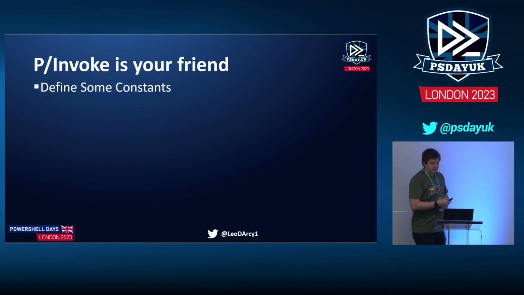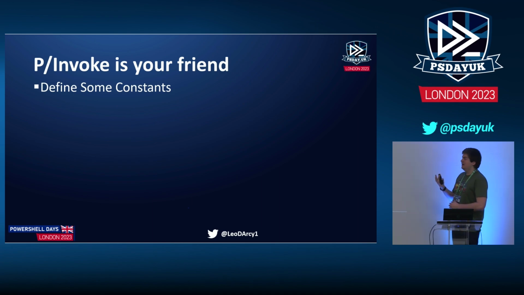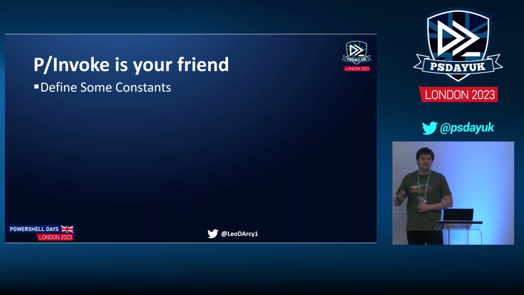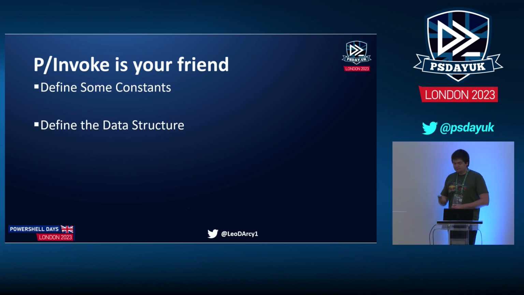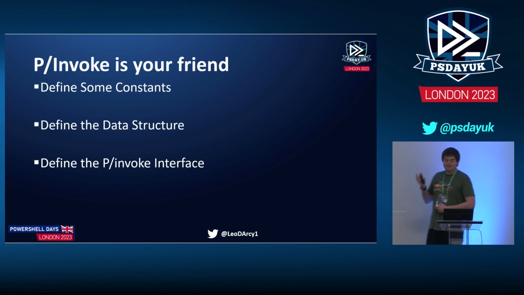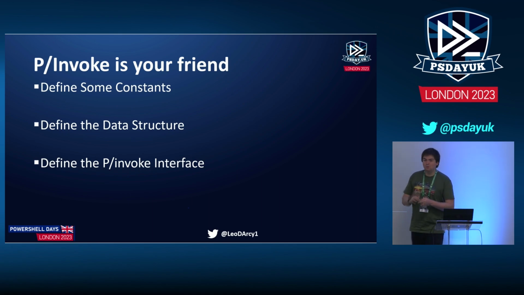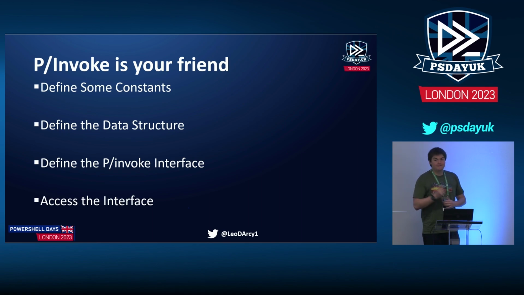So what we're going to be doing to access that API is define some constants, define some data structures, and then define the PInvoke interface. This is telling PInvoke where to find my Win32 API and what that actually looks like, so that it can match that up, both from a managed and an unmanaged perspective. And then finally, we can access the interface.